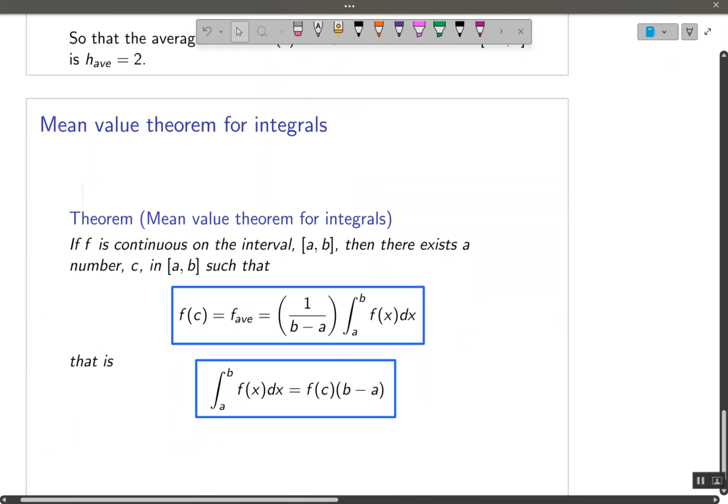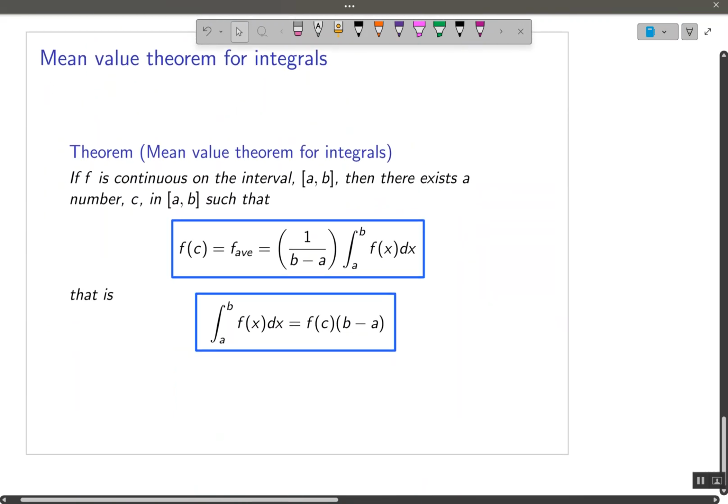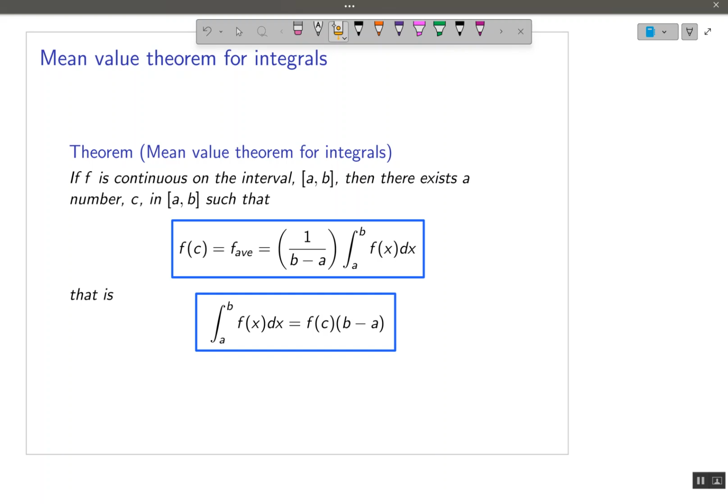Not too difficult. We'll end with the mean value theorem. If f is continuous on the interval a to b, then there exists some number c such that f achieves that average. Basically, what we're saying is that the average is achieved in this interval. So c is somewhere between a and b such that the output of the function f when the input is c is the average value, or you can think of it as the favorite value, f ave.